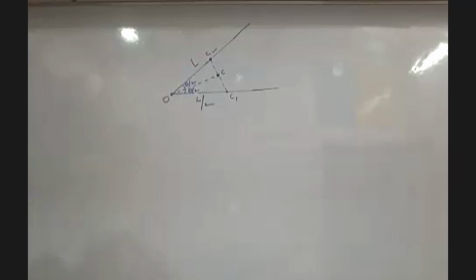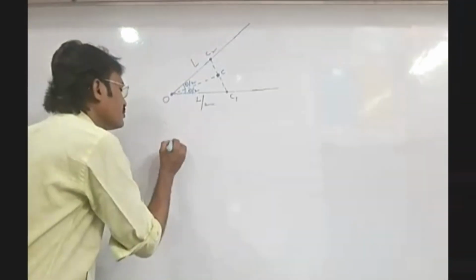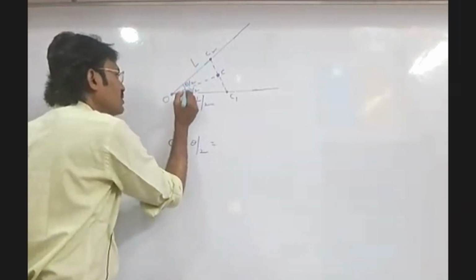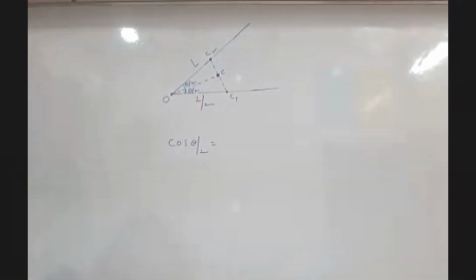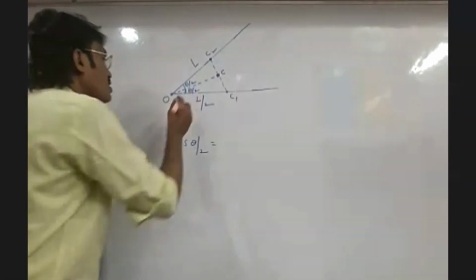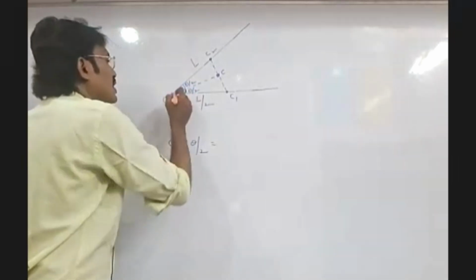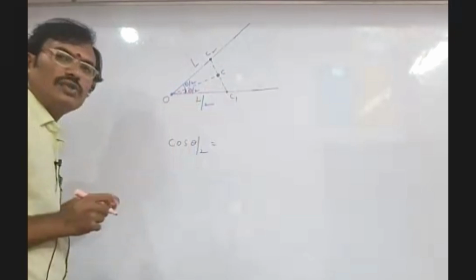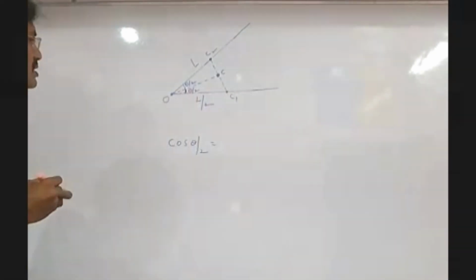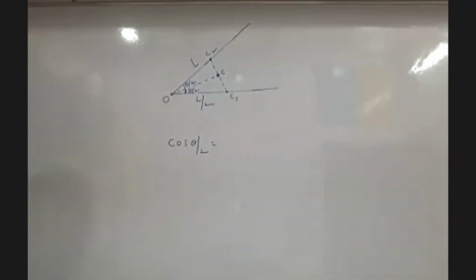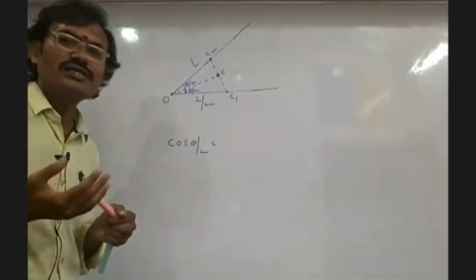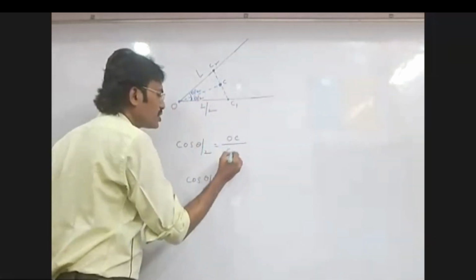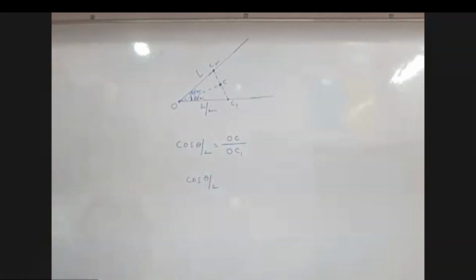Now here I am taking the concept of cos theta. Cos θ/2, I consider only this part, θ/2, for that I am taking the adjacent. OCC1 is one triangle. In this triangle, cos θ/2 is nothing but adjacent by hypotenuse. Here what is the adjacent and what is the hypotenuse? OC1 is the hypotenuse.